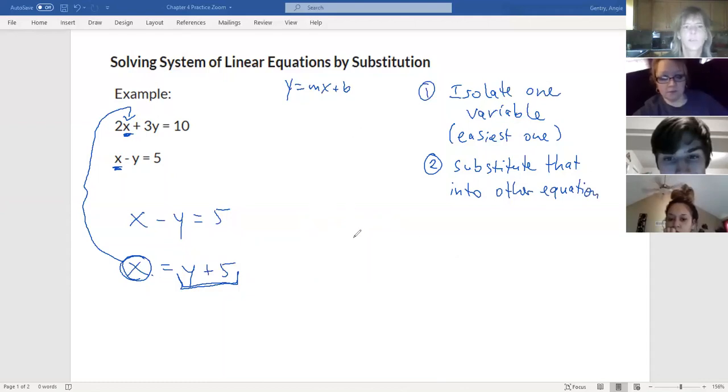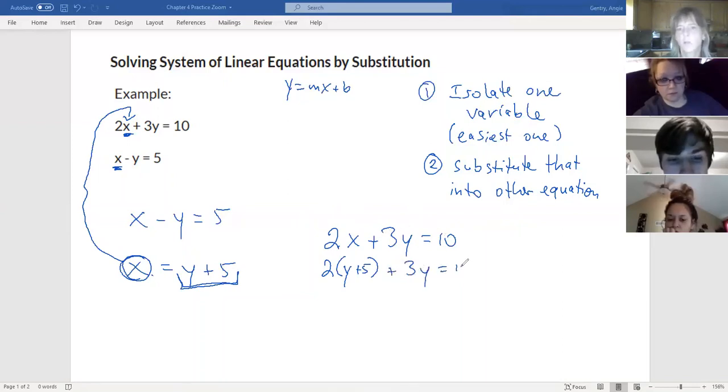In this case, we have 2x plus 3y is 10. Now you're going to say that x is y plus 5, because it's right there. That doesn't change. You still have to continue with this equation here. Then you say plus 3y is 10. All you've done is replace that x with this piece, and then you just distribute and solve.